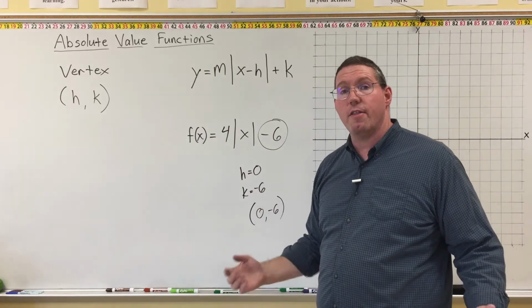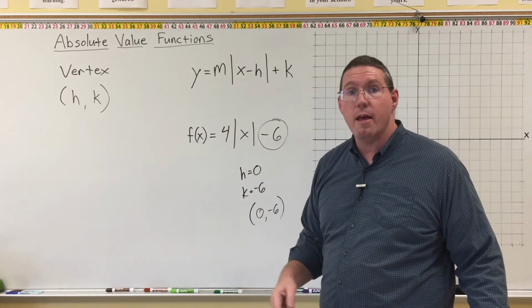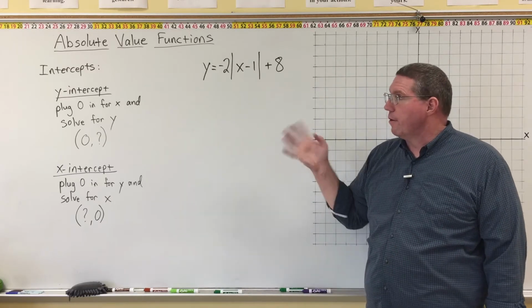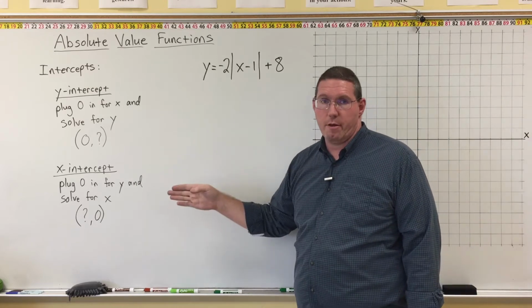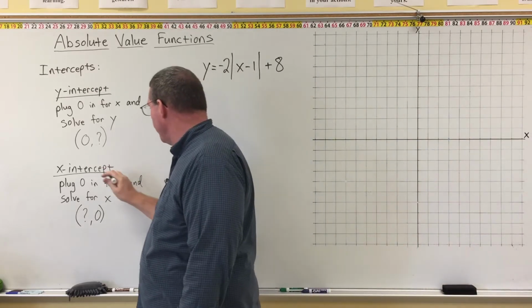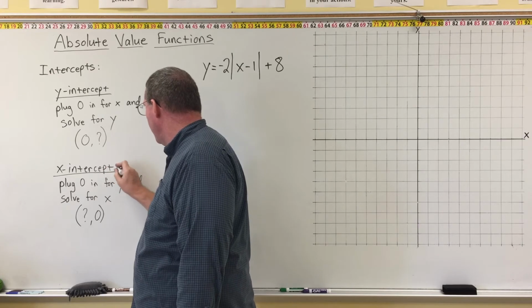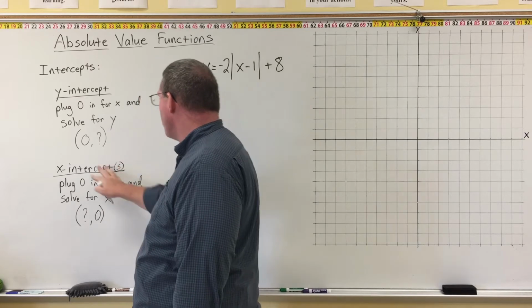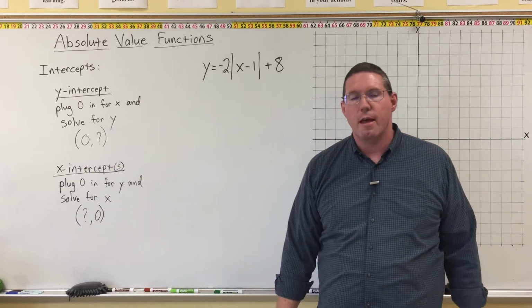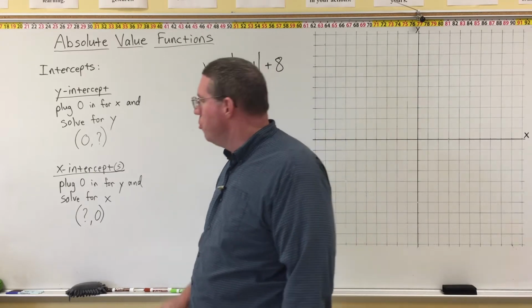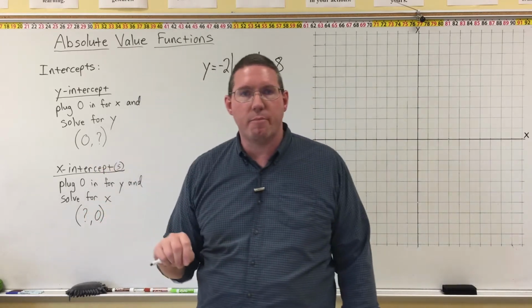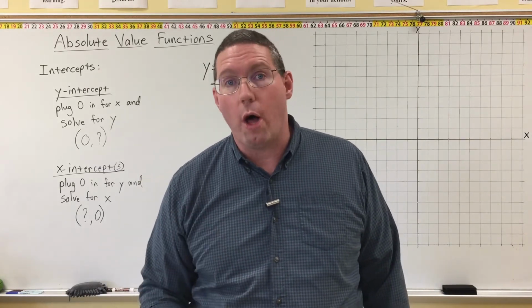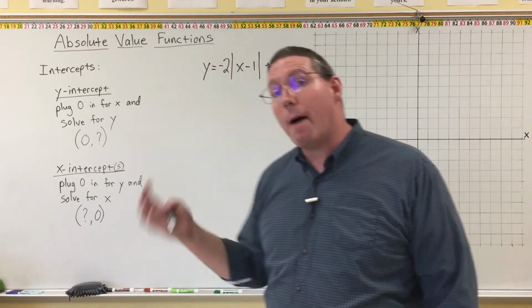Now we're going to identify the intercepts, the x-intercept and the y-intercept of an absolute value function. Okay, so let's go ahead and figure out how to identify the y-intercept and the x-intercept. Now, I want to note something here, that it's actually not x-intercept, it's actually x-intercepts. In most cases, you're going to have two x-intercepts. Now, it could be that you may only have one x-intercept, but that will only happen if the vertex is on the x-axis.